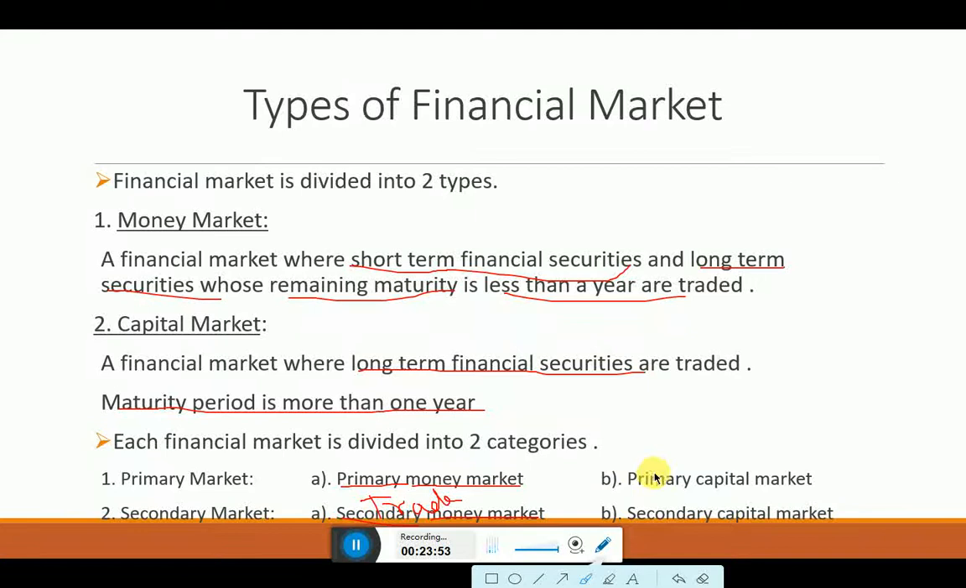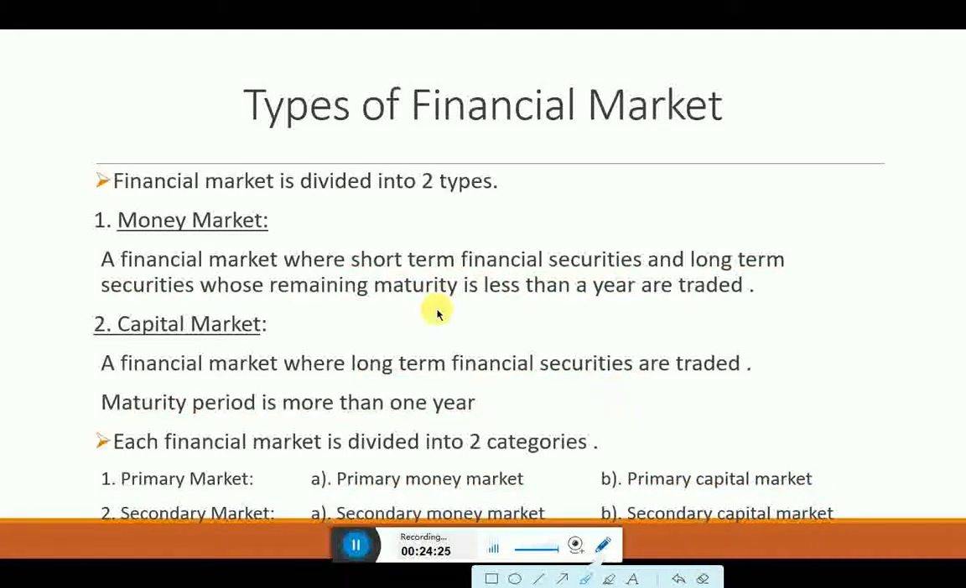Now we have two other categories for the capital market as well. We said the capital market is a market where long-term financial securities are issued and traded. When we say issue, it is the primary capital market. When the security is long-term and it is issued for the first time, that market will be called the primary capital market. When the financial security is long-term and it is traded further onto second and third hand, that will become the secondary capital market. All right, okay.